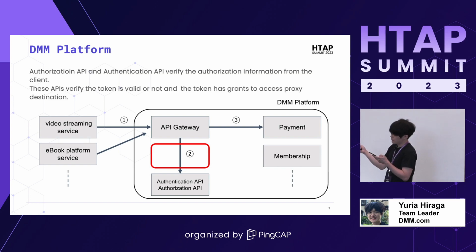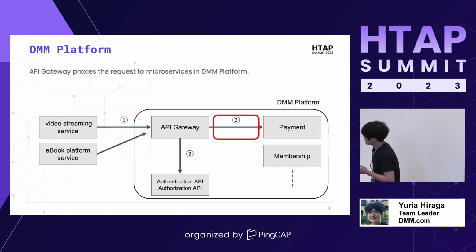The authorization API verifies whether the token is valid or not, and whether the token has grants to access the proxy destination. For example, the request is OK to proxy to the payment microservice, but not OK to proxy to the membership microservice, like that. After that, the API gateway proxies the request to the microservices in the DMM platform.